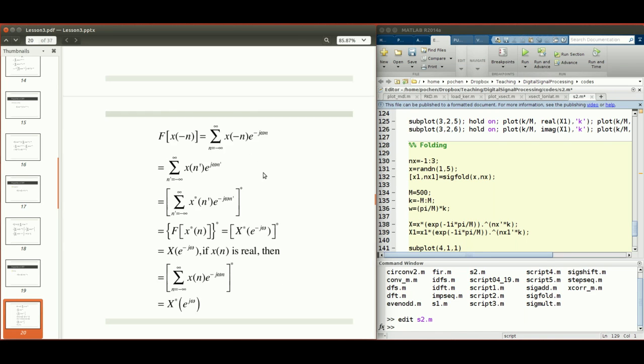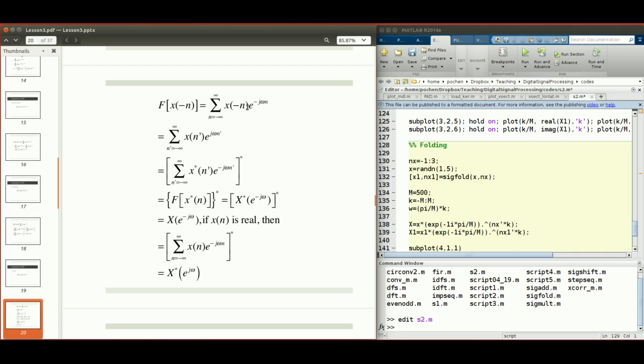And the first thing we're going to do is replace minus n with another variable called n prime. So minus n is replaced with n prime here, and then minus n in the exponent is replaced with n prime also, and the summation index n is replaced with n prime. And n prime also goes from minus infinity to positive infinity, because n prime equals minus n, and n goes from minus infinity to positive infinity. Now we can rewrite this formula in this particular way.